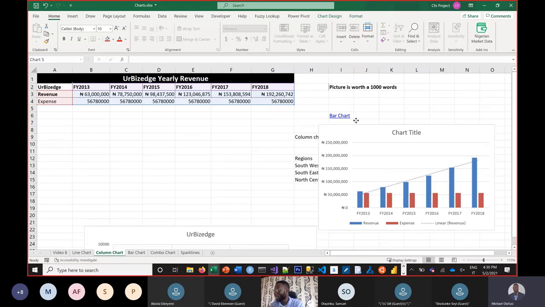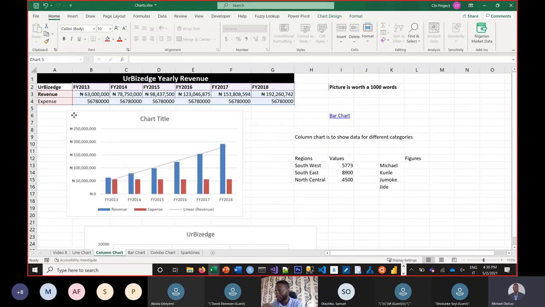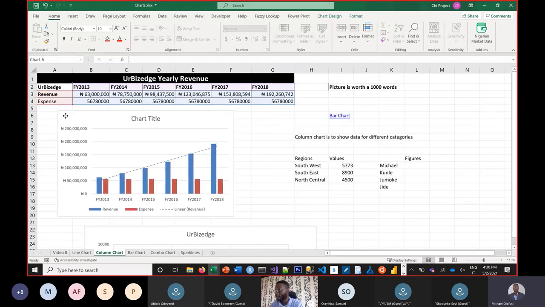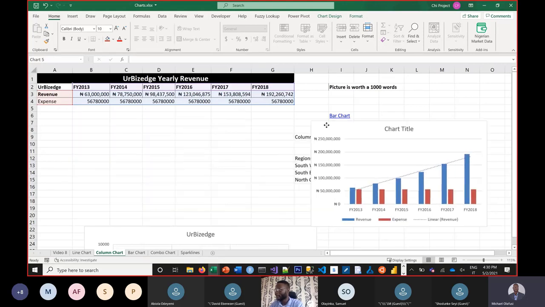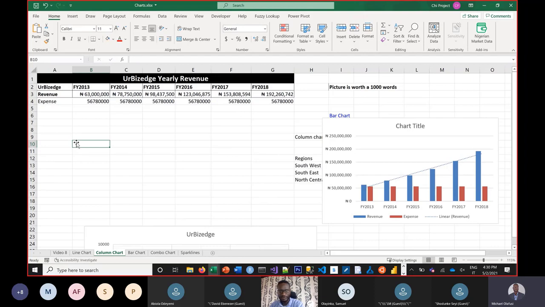Then now let's go to the type. Like now I've chosen a column chart. I've chosen to build a house and not a bridge, right? But then again, am I building a duplex? Am I building a bungalow? Am I building a, what other thing? So you get the idea, there's something like that.